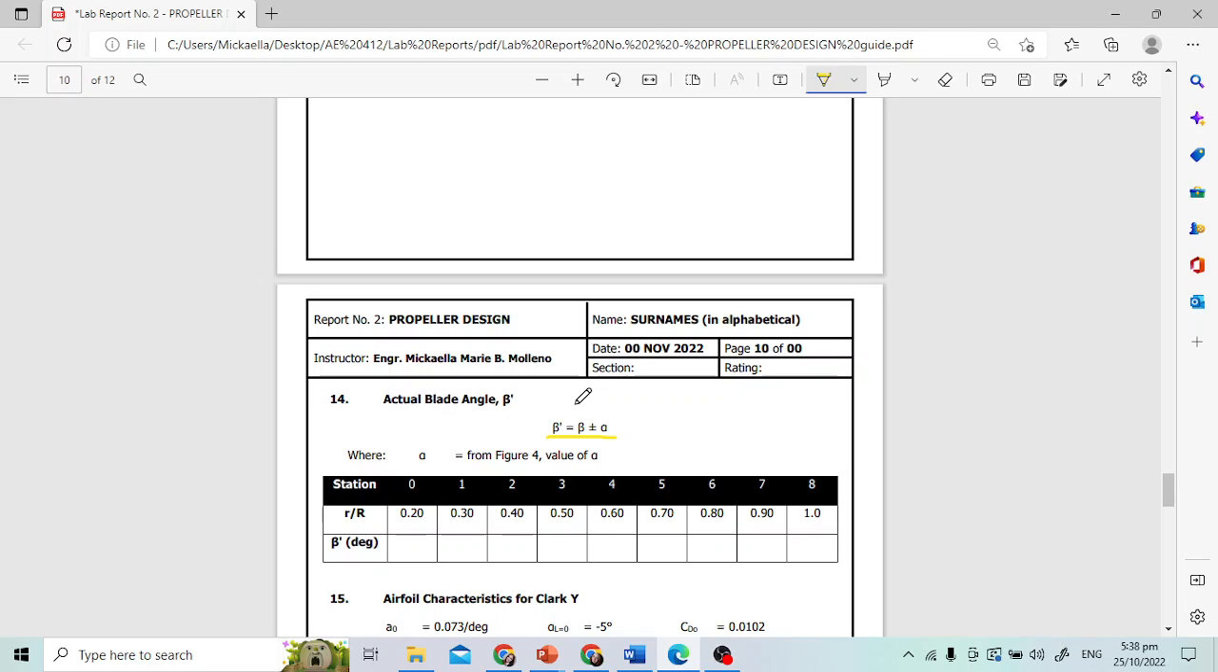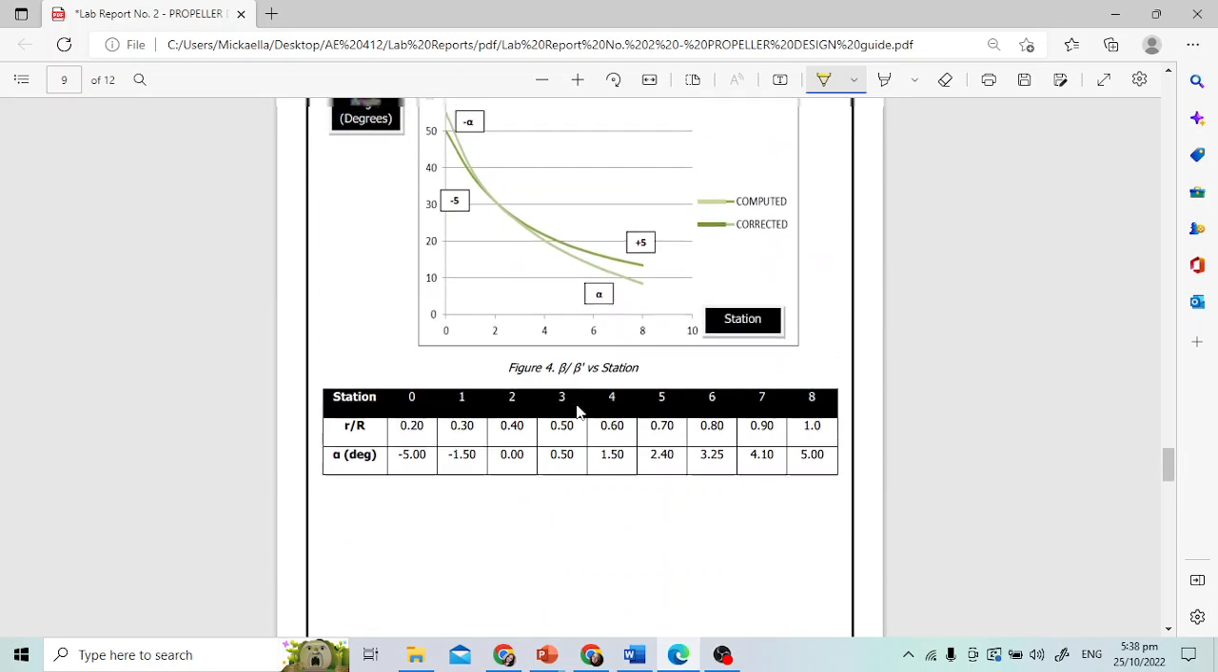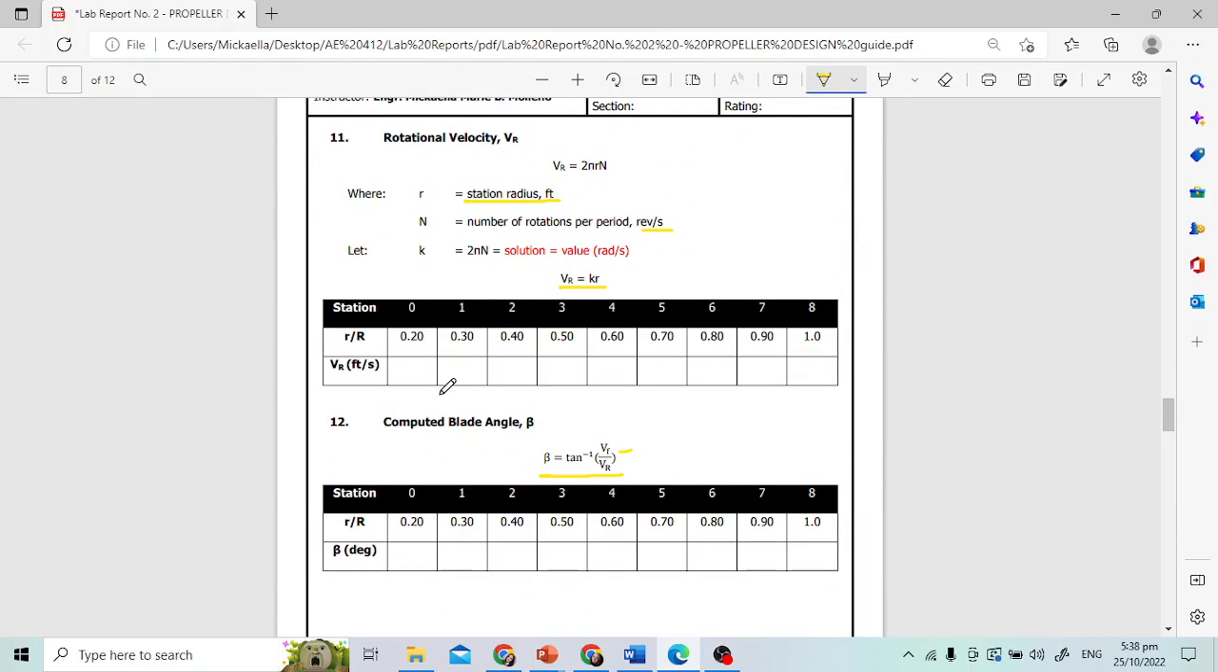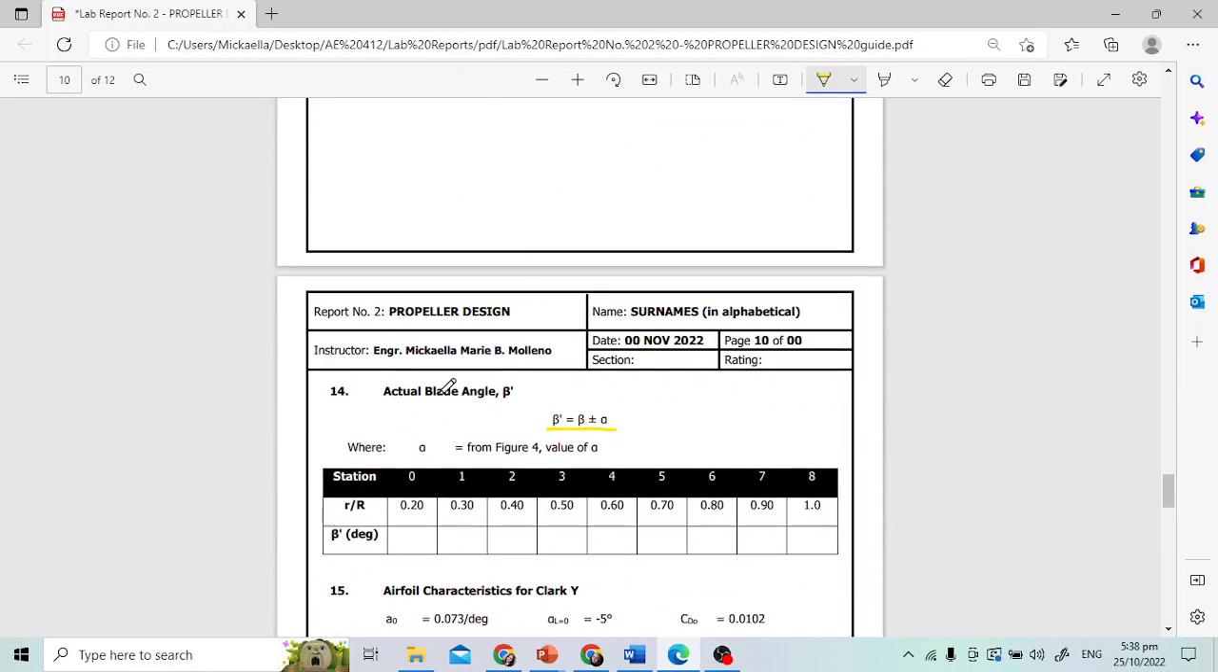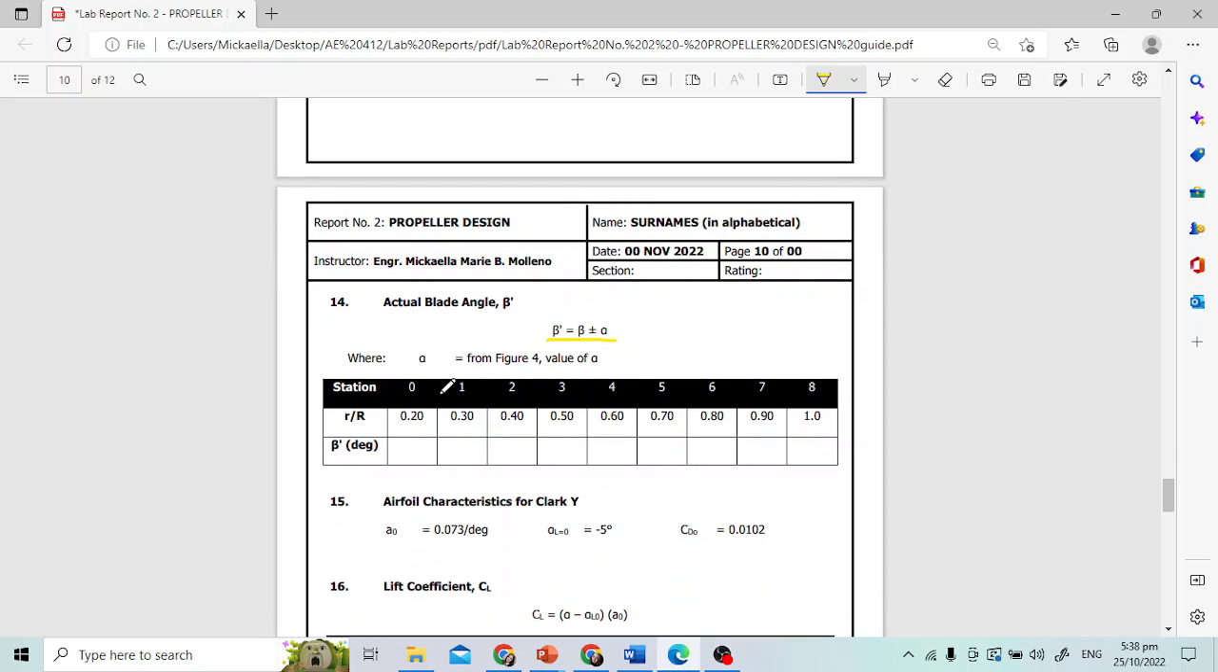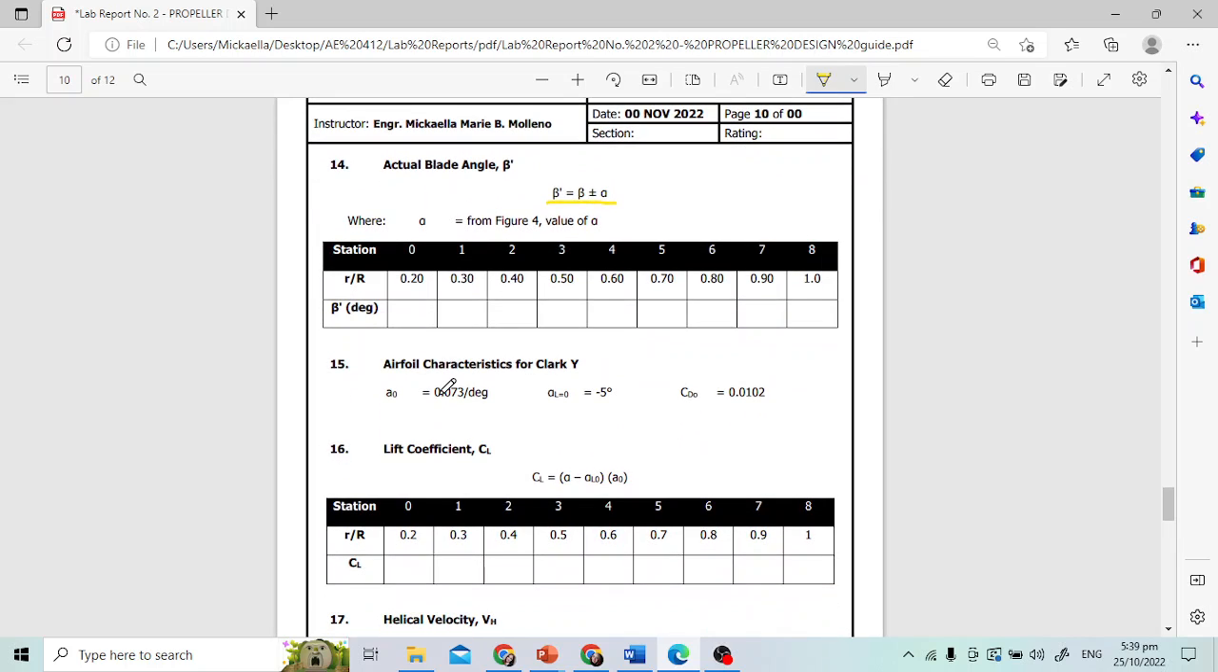So, again, use the value of alpha from part 13, then the computed blade angle from part 12. So, going back. Ayan, computed blade angle from part 12. Makukuha nyo na yung actual blade angle per station. Okay? So, moving forward, we have the airfoil characteristics for Clark Y.